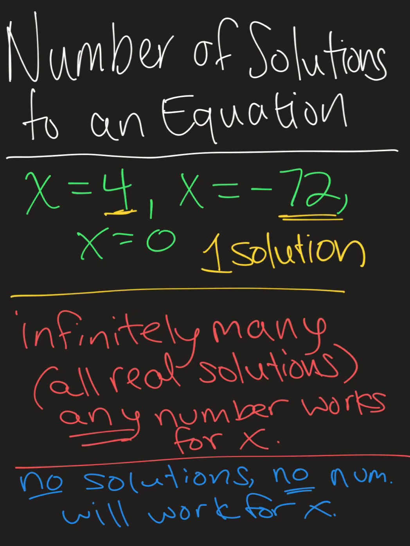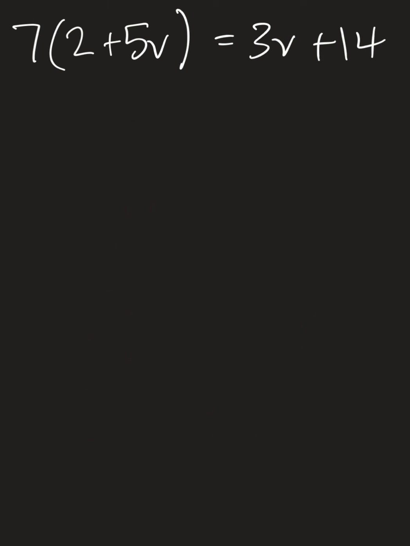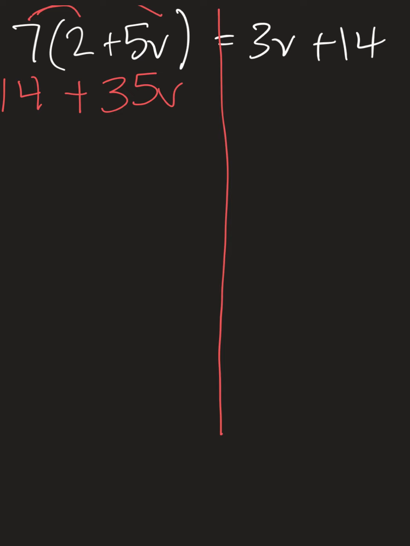So, let's take a look at a couple examples. First of all, we have 7 times the quantity 2 plus 5v equals 3v plus 14. So I am going to follow my rules. I'm going to set this up to separate my two sides and distribute first. Okay? 7 times 2 is 14. 7 times positive 5v is 35v. And then on the right-hand side, I have 3v plus 14.